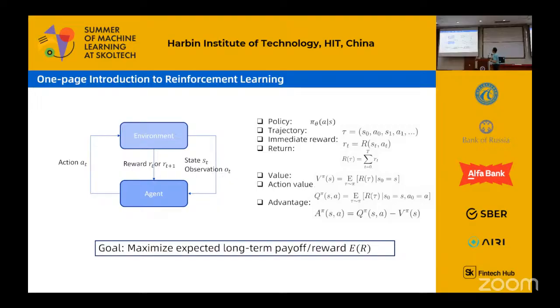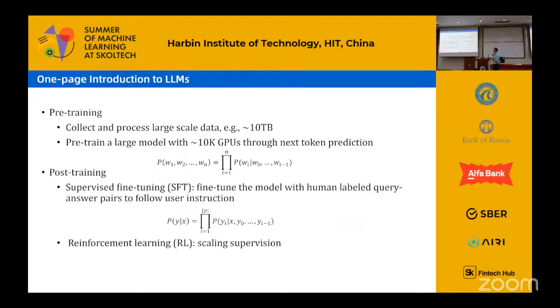So this is a one-page introduction to RL. Yeah. I forgot to mention that if you have any questions, feel free to raise your hand so we can have this kind of interactive discussion.